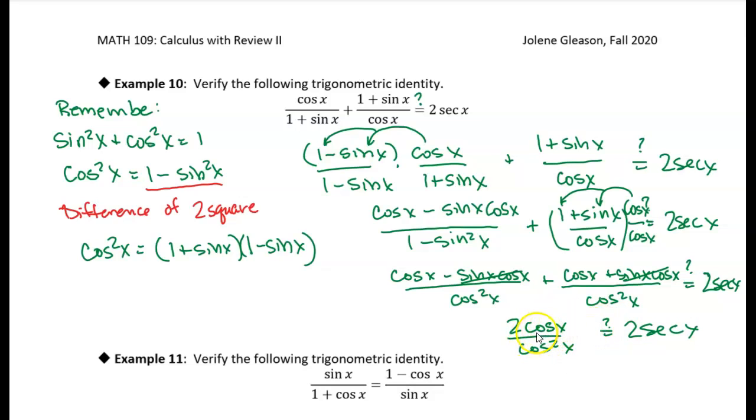Okay, so I have a cosine in the numerator, and I have a cosine times cosine in the denominator, so I can cancel out one of those cosines in the denominator. Basically what I have is 2 over cosine of x. Is that equal to 2 secant of x? And 1 over cosine is secant, so this becomes 2 secant of x is equal to 2 secant of x.